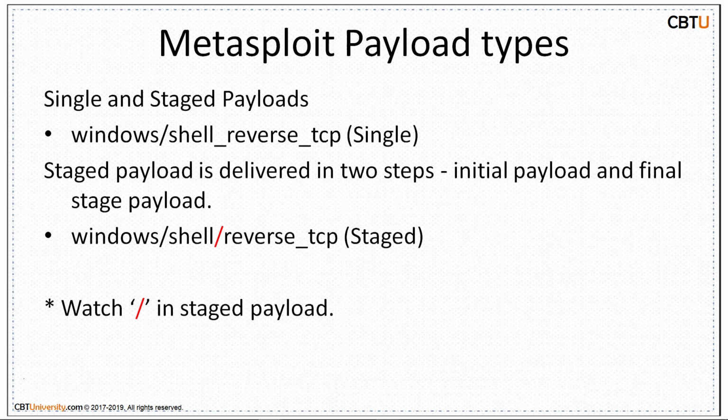The difference between single stageless and staged payloads is the extra slash you have. If the payload is represented like shell underscore reverse underscore TCP, it's a single payload. A staged payload looks like windows slash shell slash reverse underscore TCP. The extra slash identifies the payload type. The staged payload is delivered in two steps: initial payload and final payload. The purpose and functionality of both payloads is the same. Both payloads achieve the same functionality.